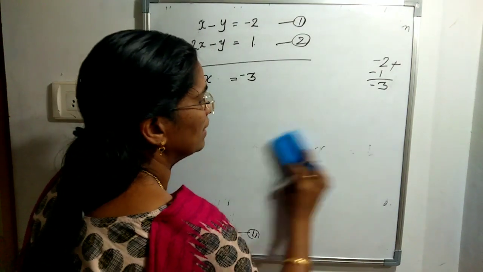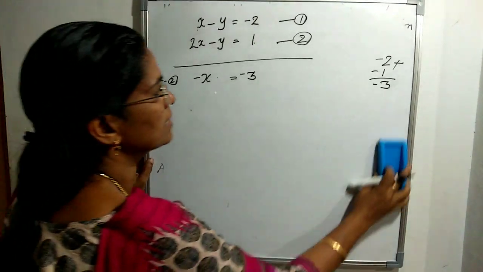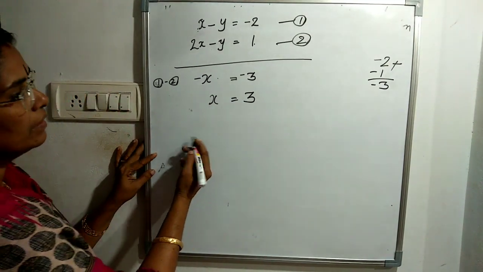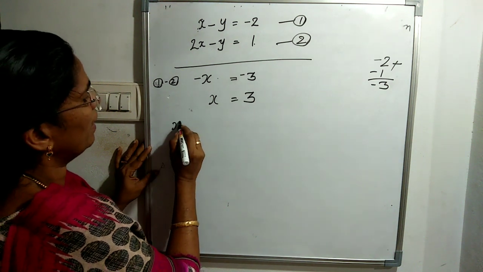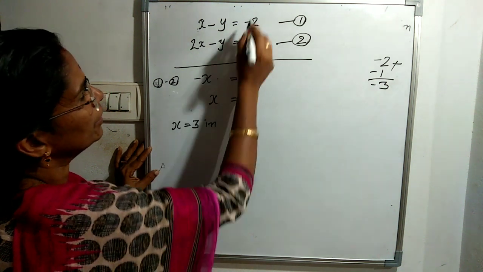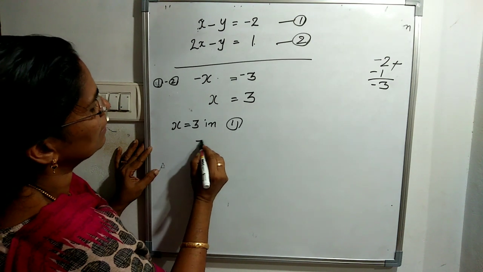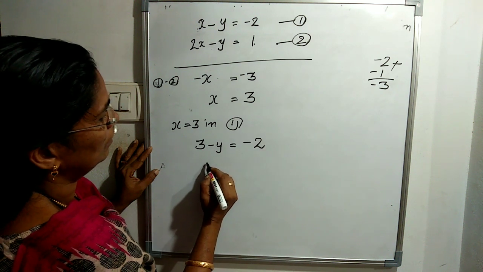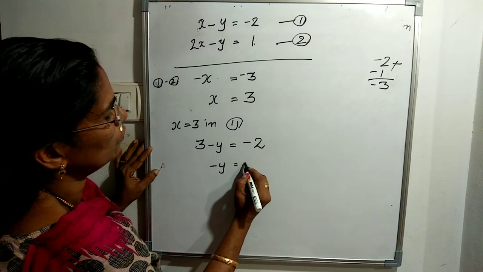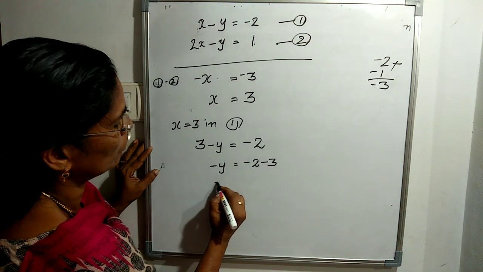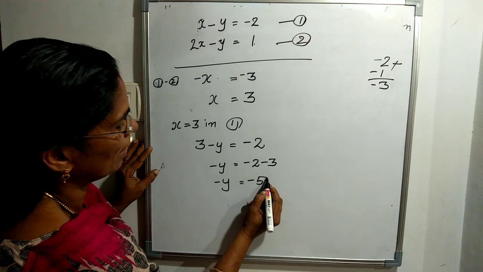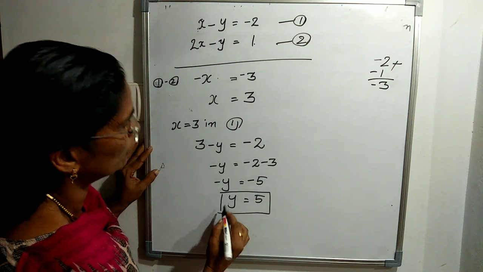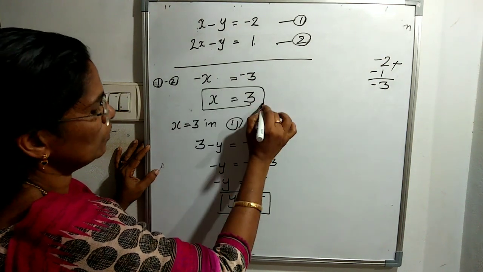Minus x equal to minus 3. Negative on both sides, so we can write x equal to 3. Now we have to find the value of y. Substituting x equal to 3 in equation 1, we get 3 minus y equal to minus 2, or minus y is equal to minus 2 minus 3, or minus y is equal to minus 5, or y equal to 5. So we got x equal to 3 and y equal to 5.